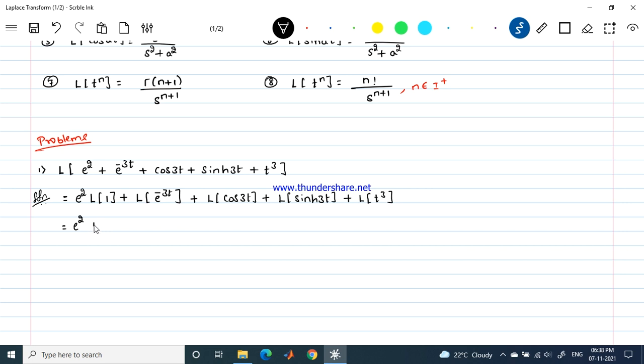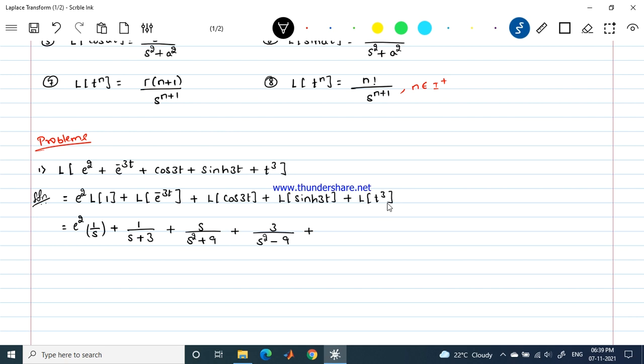It's e square into Laplace of 1, which is 1 by s, plus L of e power minus 3t. The role of a is played by minus 3. So it's 1 upon s minus of minus 3, that becomes s plus 3, plus L of cos 3t. The role of a is played by 3. So it is s upon s square plus 3 square, which is 9, plus L of sine hyperbolic 3t. So it is 3 upon s square minus 3 square.